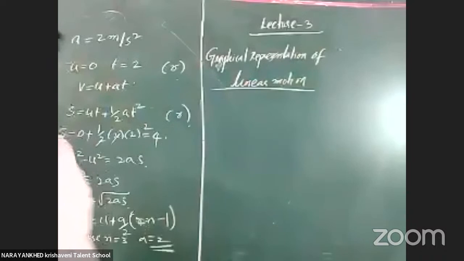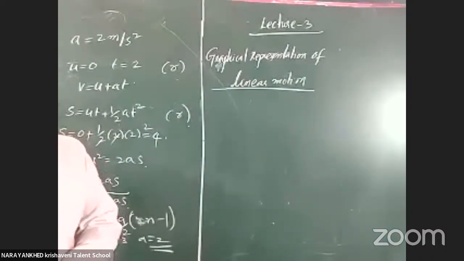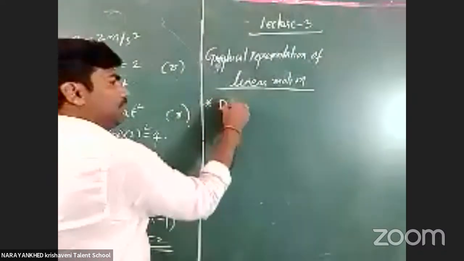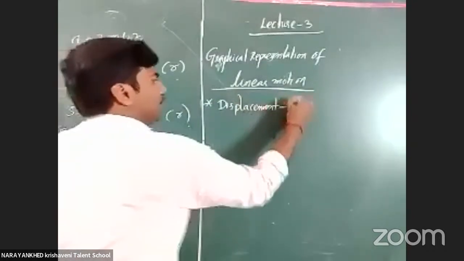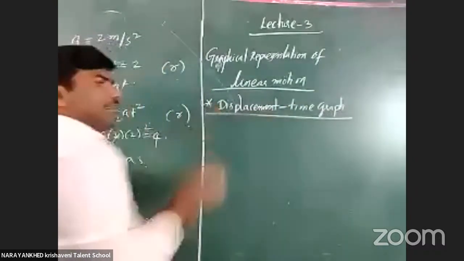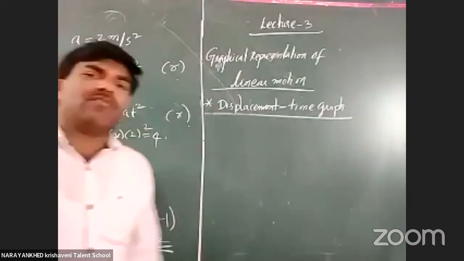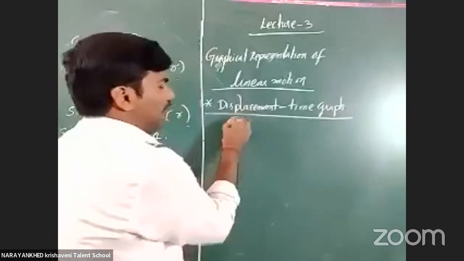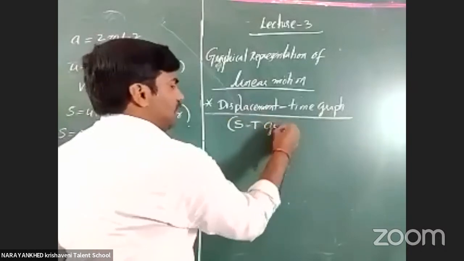Yeah. How do we consider this graphical representation? There are different things we have taken in this one. First thing is about a displacement and time graph. Displacement and time graph, velocity and time graph, acceleration and time graph. Especially in kinematics, we take these 3 types of graphs. It is also called ST graph or DT graph.